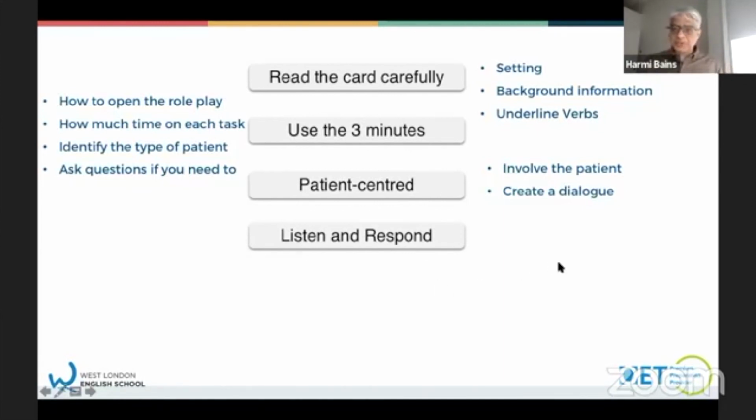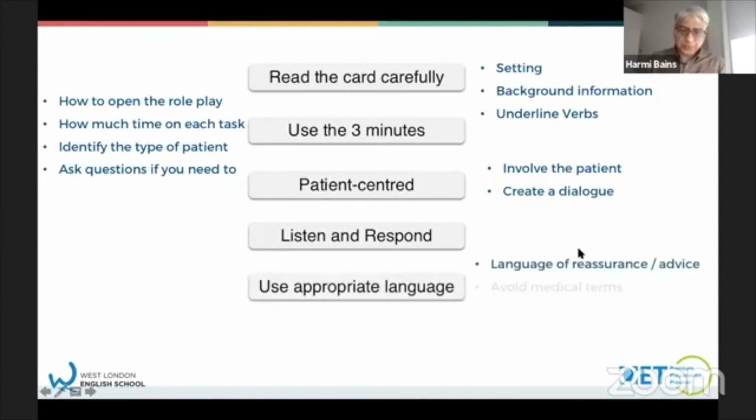It's so important. If you don't listen, then you can't respond and you don't really know what you're going to say. In many ways, it's the patient who guides your next step. So it's really, really important that you do listen to the patient.